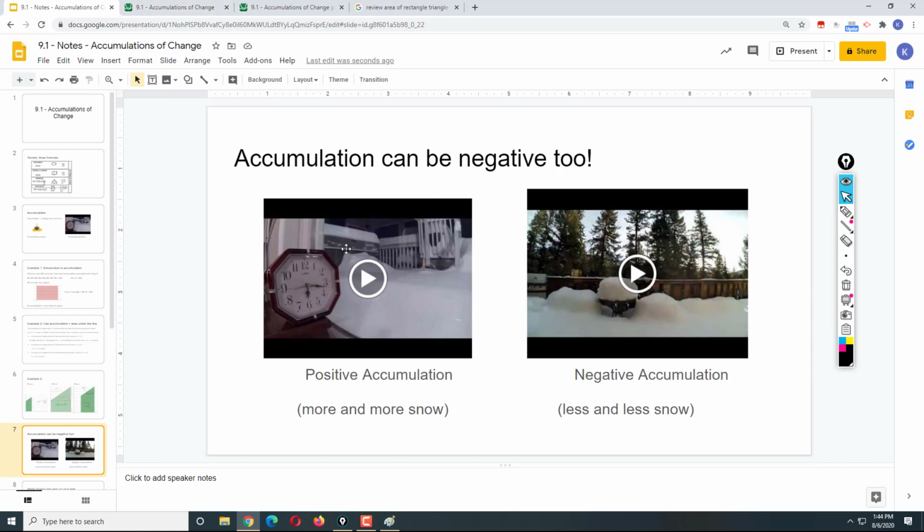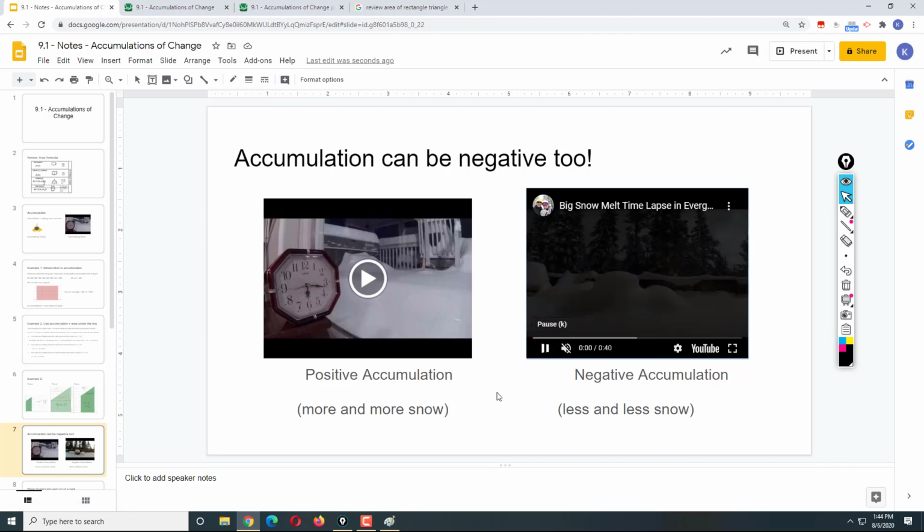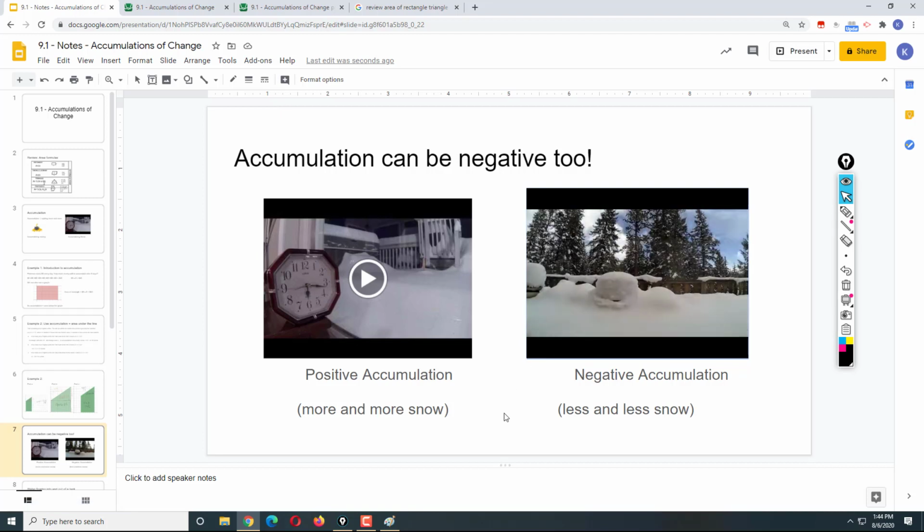As we saw earlier, you can have more and more snow. That's positive accumulation. But we can also have negative accumulation. Snow will also melt. It will go away over time. So here's a quick video of snow going away. When we have less and less snow, the snow will be melting.